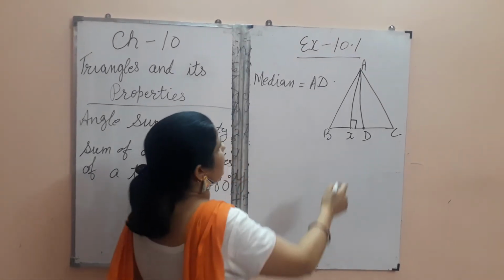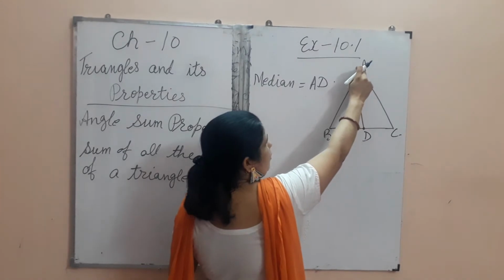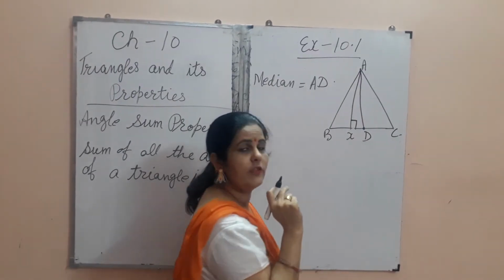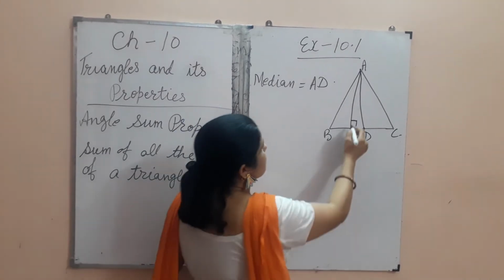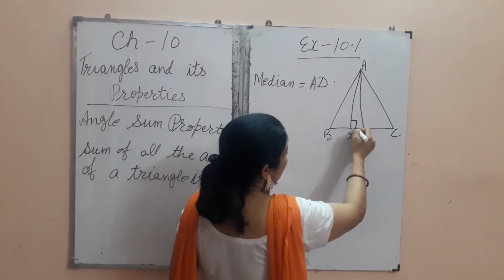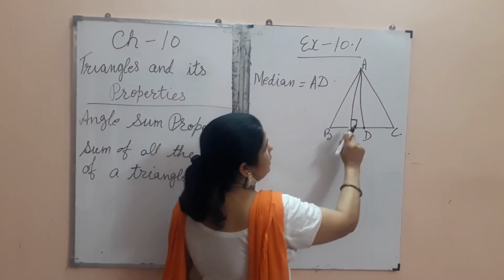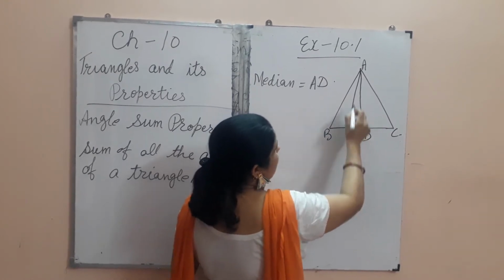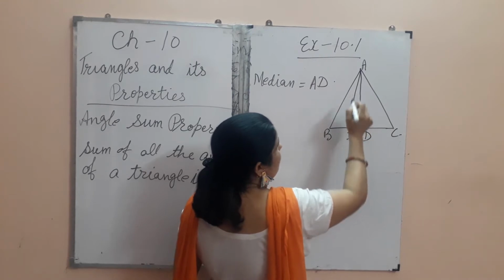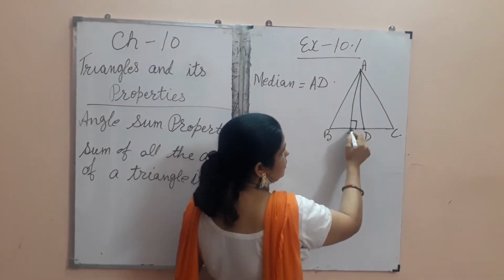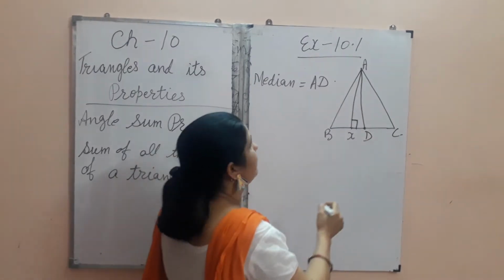And second is altitude. Altitude is a perpendicular drawn from any vertex to its opposite side, and a perpendicular is always of 90 degrees. So this is a 90 degree angle drawn on this baseline. So the line which is the perpendicular drawn from the vertex to its opposite side is called its altitude.